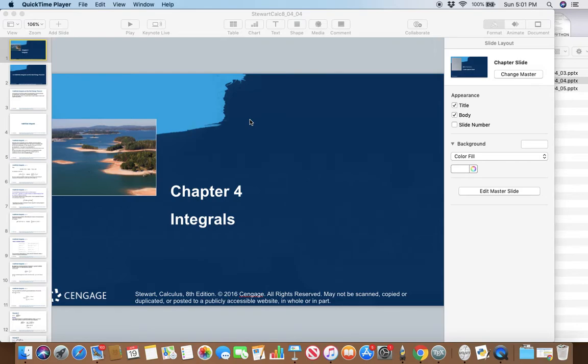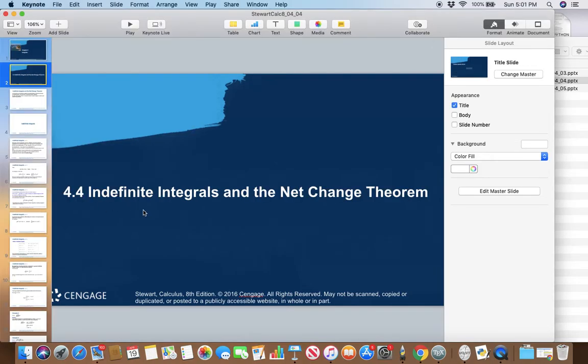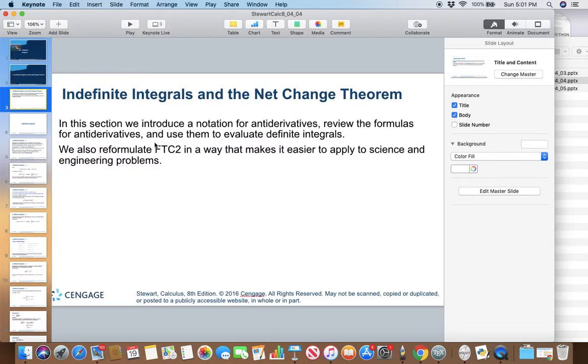Come back, section 4.4 of chapter 4, indefinite integrals and the net change theorem. Okay, what are indefinite integrals? In this section, we introduce a notation for antiderivatives, review the formulas for antiderivatives, and use them to evaluate definite integrals. We also reformulate the fundamental theorem of calculus part 2 in a way that makes it easier to apply to science and engineering problems.